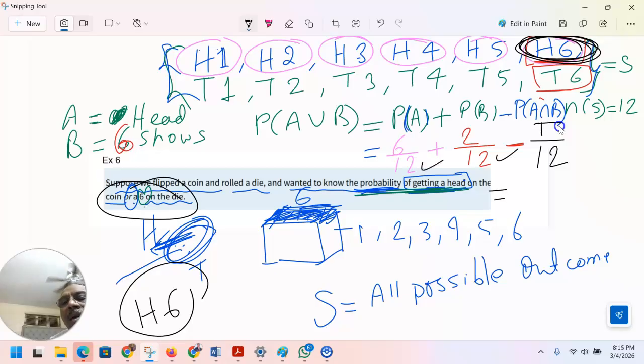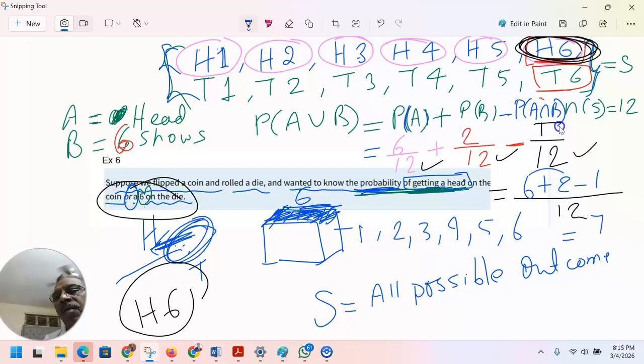Now all of the denominators are 12, so you have a common denominator. And since all of them have the same denominator, you can write down the numerators exactly the same, like this. And 6 plus 2 is 8, and 8 minus 1 is 7 over 12. And you're done. So this is how.